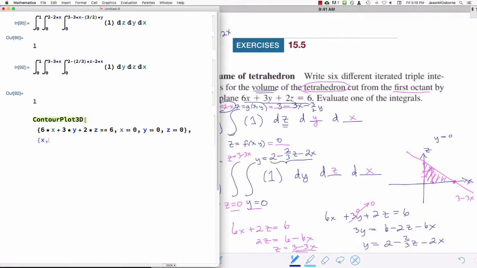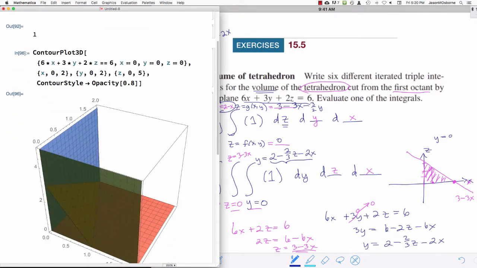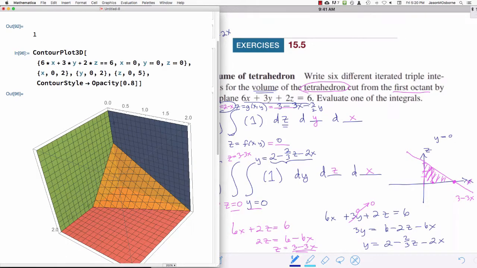And let's plot this from, say, x going from 0 to, say, 2. y goes from, say, 0 to 2. And the z values go from, say, 0 to 5 or something, just to get an idea. And then contour style. There's going to be a lot of pictures on here, so change the opacity so that you can see through all of them. Okay. And there is the tetrahedron that is being talked about.